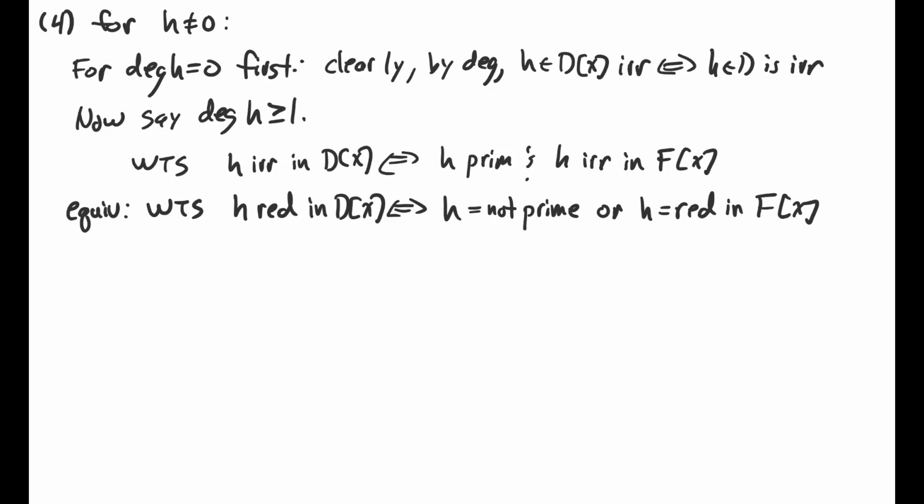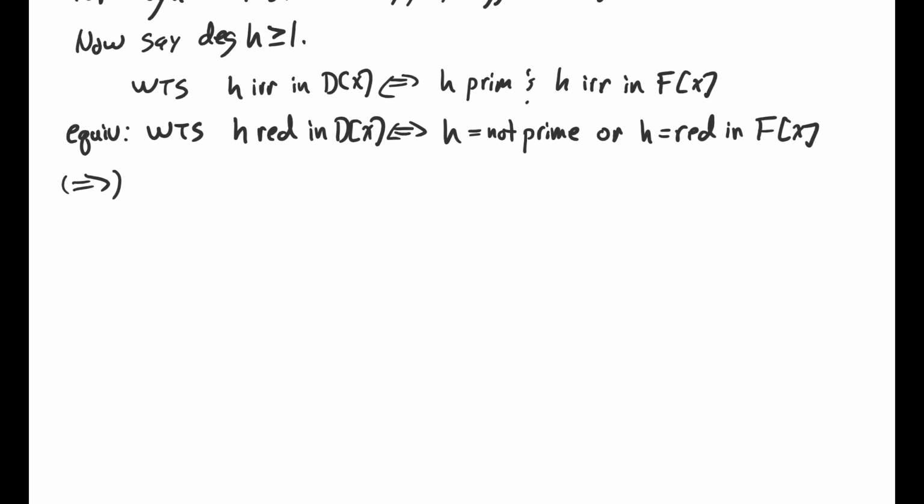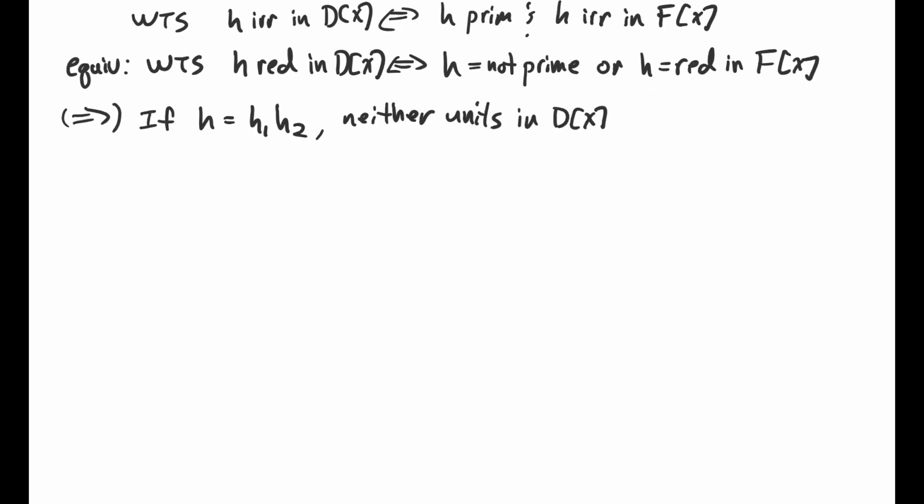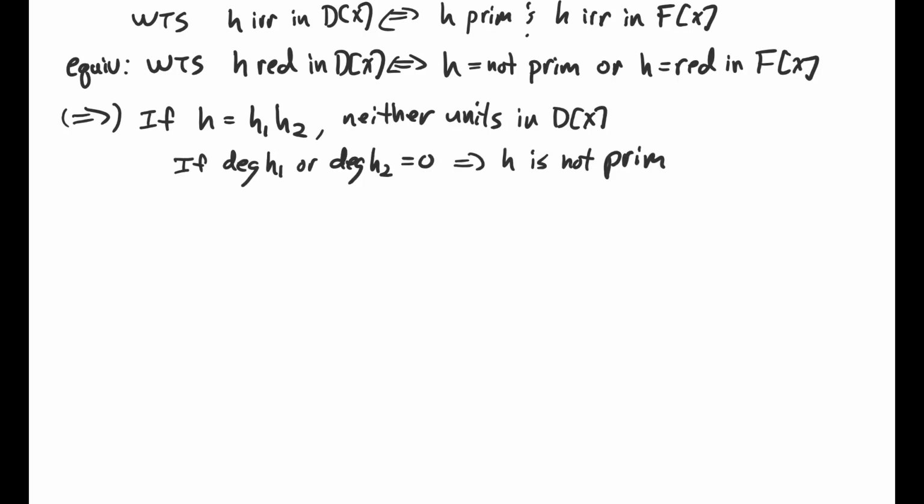So here's what we want to show, that h is reducible in d of x if and only if it's the negation of the right side. So h is either not primitive or h is reducible in f of x. All right, let's go to the right first. Start with h reducible in d of x. That means it can be factored in d of x as some h1, h2, where neither of those are units. Okay, so we've got this factorization.